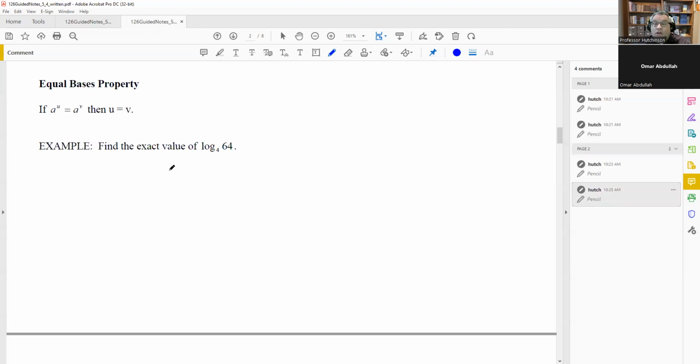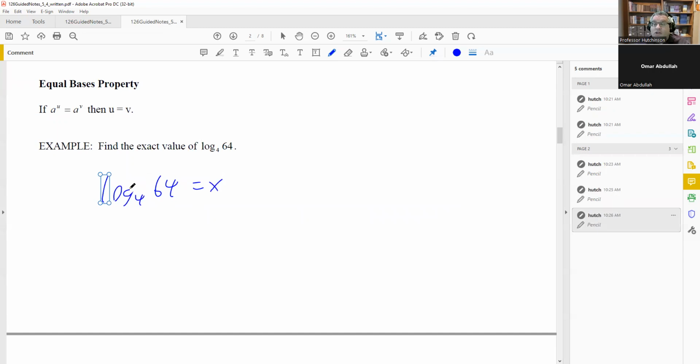So this is a way that we can do it with the equal bases property in order to get the exact value. There's also a formula we'll talk about a little bit later that's called the change of base formula. So that's another way you could do this, but this is actually going to be one where we can just use what we've already learned in order to get it. What we're going to do is start out by doing log base 4 of 64, and we're going to set that equal to x. So if we solve for x, we'll get the answer to this.